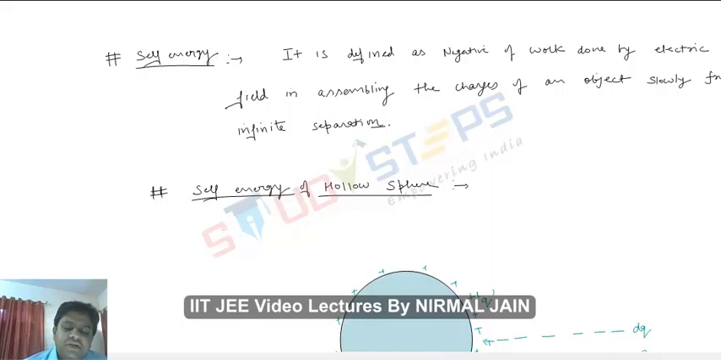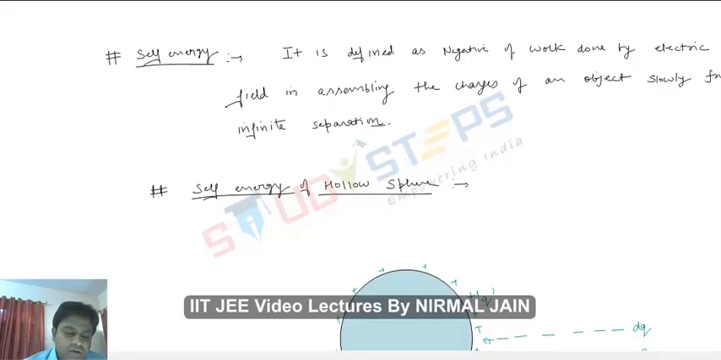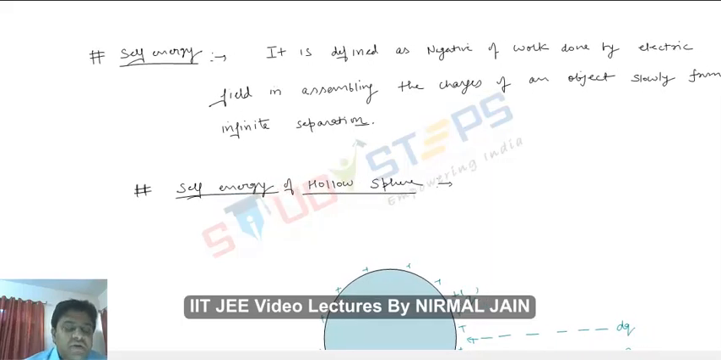So in this video lecture we are going to talk about self energy. Self energy is defined as negative of work done by electric field in assembling the charges of an object slowly from infinite separation.